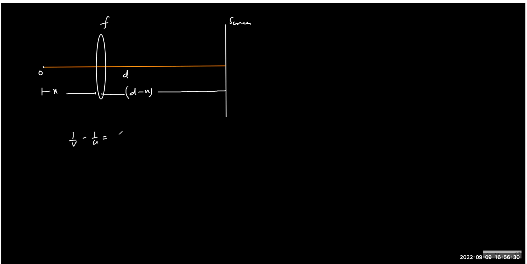The other thing you can do is, first of all, there is a condition to make the image on the screen. If we have a screen, and if you have an object, and if the distance is given as D, and if you bring some lens here, so if I say this is X, this will be D minus X. F is the focal length. What can you write? 1 by V minus 1 by U equals 1 by F.